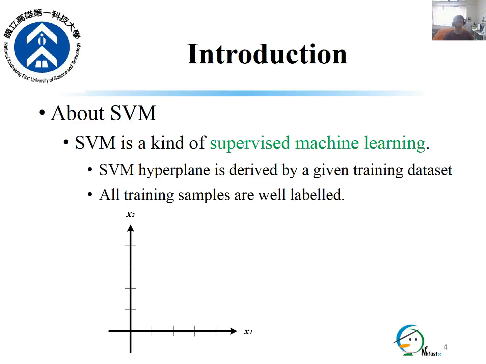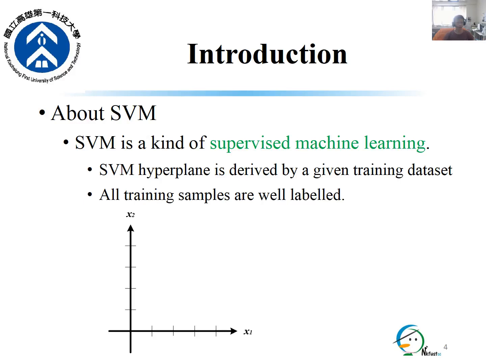SVM is a kind of supervised machine learning. Machine learning means that the SVM hyperplane is derived from a given training data set. Supervised means that all samples are well labeled.